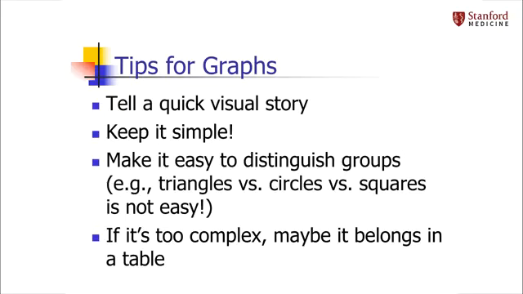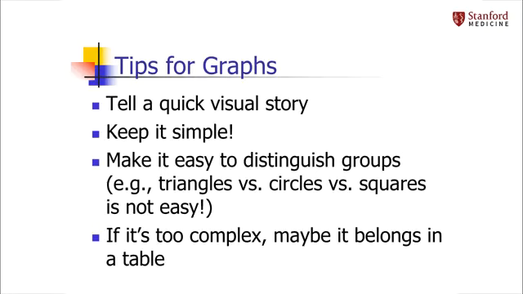A few tips for graphs. Again, graphs are supposed to tell a quick visual story, so you want to keep it simple and make it easy on your reader. Instead of representing different groups with arbitrary symbols such as filled in circles, unfilled circles, squares or triangles, try to be a bit more clever than this. For example, if you have a treatment group and a control group, label the graph with T's for treatment and C's for control. This is much easier on the reader because they don't have to keep referring back to the legend.